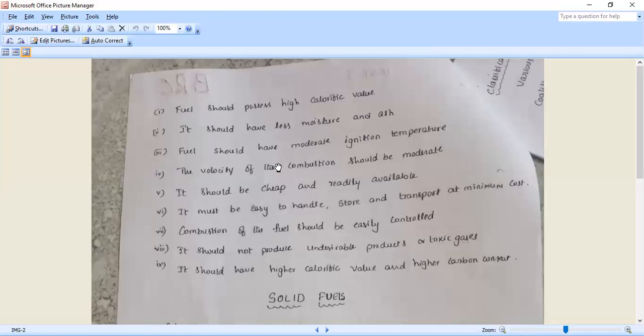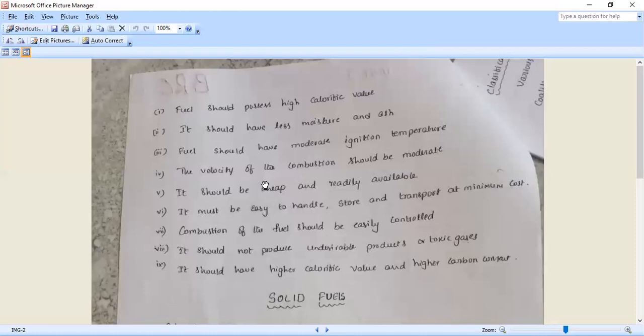It should be cheap and readily available. The cost of the fuel should be low and easily available. It must be easy to handle, store, and transport. Already we discussed minimum cost. The fuel should be easily handled, easily stored, easily transported.